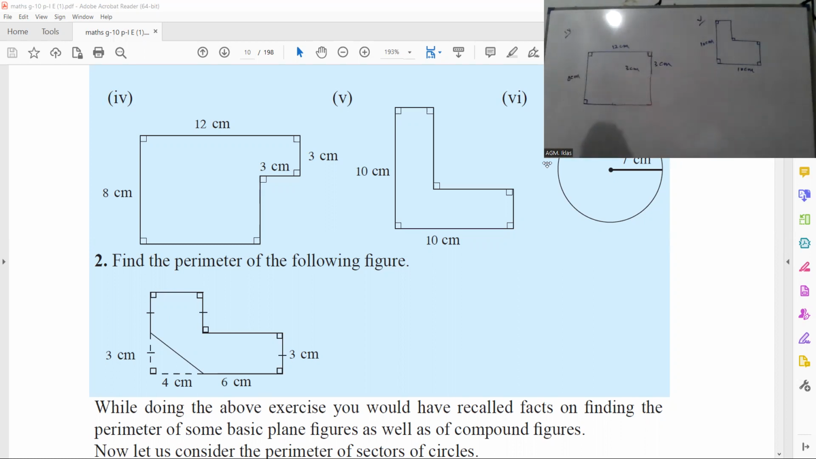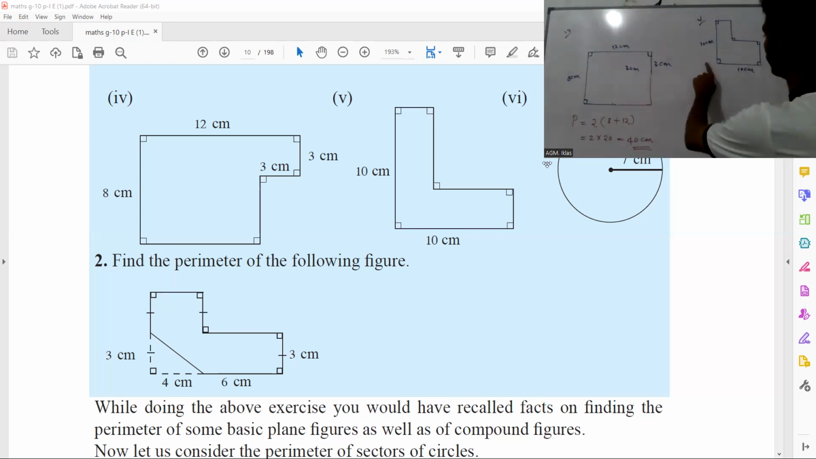But you already know what the perimeter of a rectangle is? Breadth plus length, into 2. So 2 into (8 plus 12). 8 plus 12 is 20. So what is the answer? 40 centimeters. So we need to be very careful. In the examination, we should mention the unit. Otherwise, we will lose the marks.